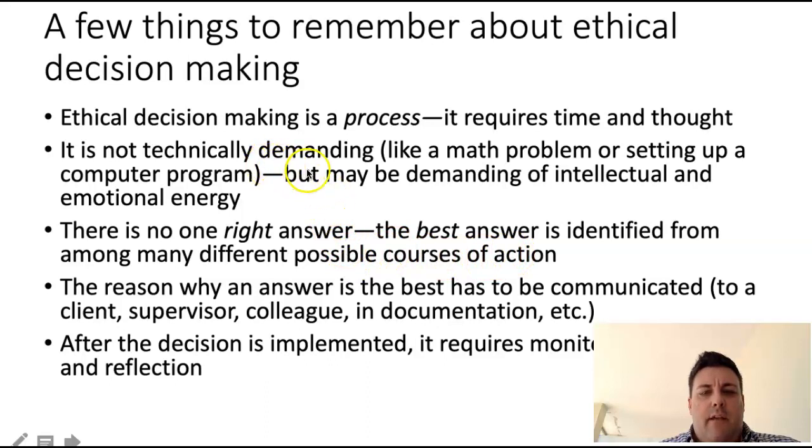And so in that way, it's also unlike a math problem or setting up a computer program. Math problems and setting up computer programs, for example, have one right answer to get to. We're trying to converge on a single right answer. This is not the case in social work. There's a number of potentially correct answers. There might also be a number of potentially wrong answers, and our job really is to select the best answer, and that's what this process of ethical decision making guides us to.